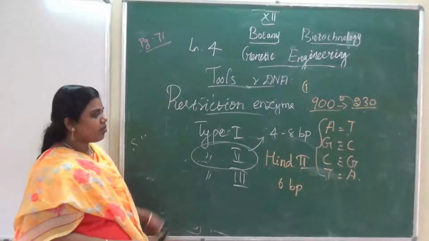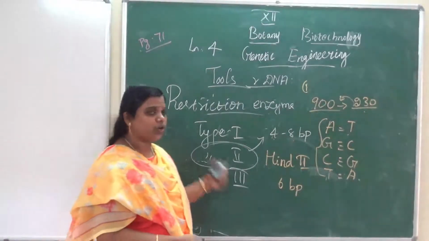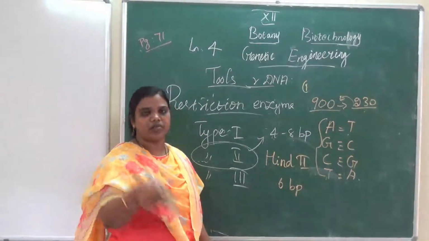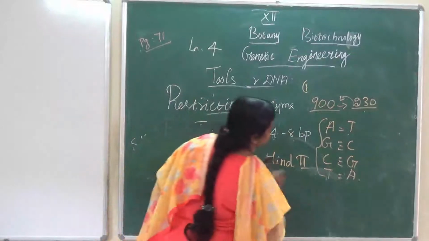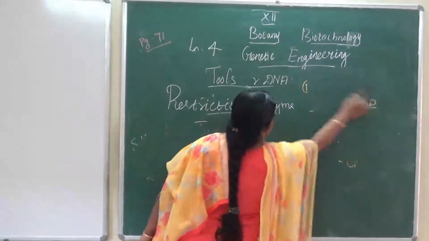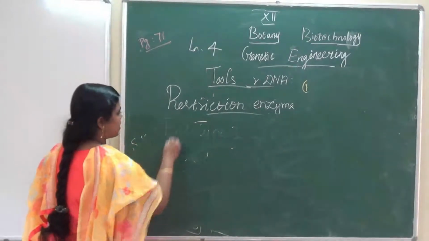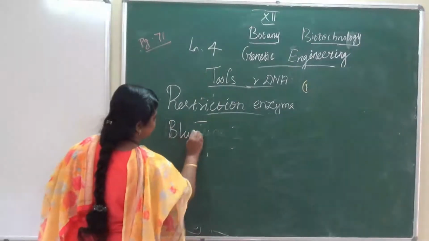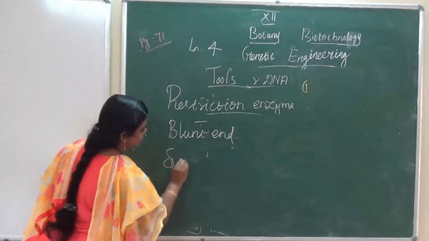Next, the restriction endonuclease cuts the DNA fragment in two kinds of ends. One is blunt end, another one is sticky end.